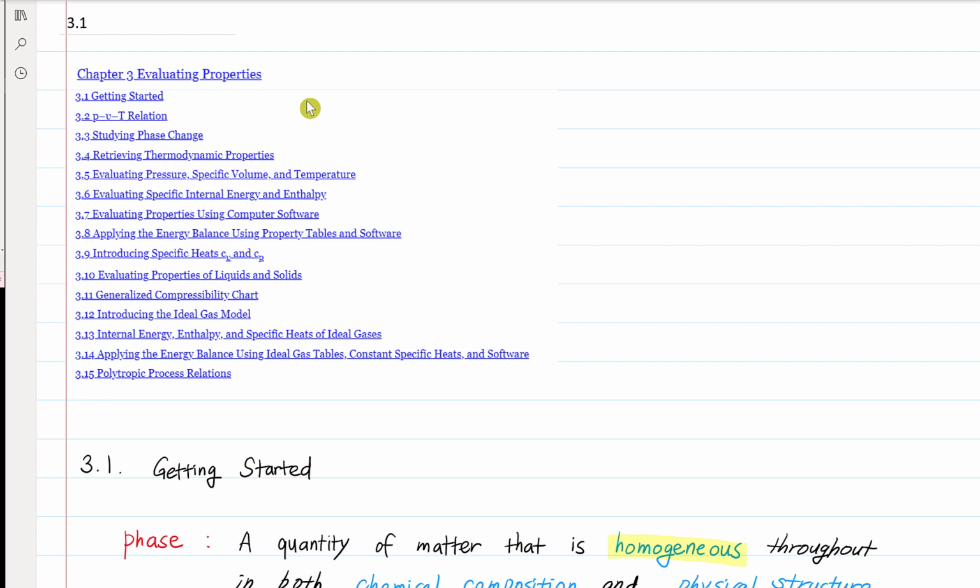Also, we'll learn to use the thermodynamic property tables at the end of the textbook, and we'll introduce the concepts of ideal gas and the ideal gas equation of state. This is a foundational chapter of thermodynamics, and you will need to thoroughly understand the concepts in this chapter. Let's get started with section 3.1.